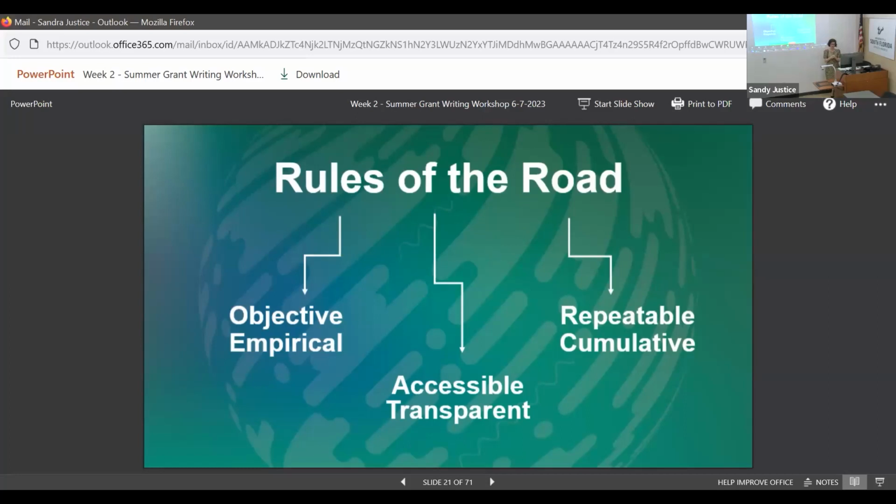Make sense? Okay. The rules of the road is probably why I was thinking about buses.